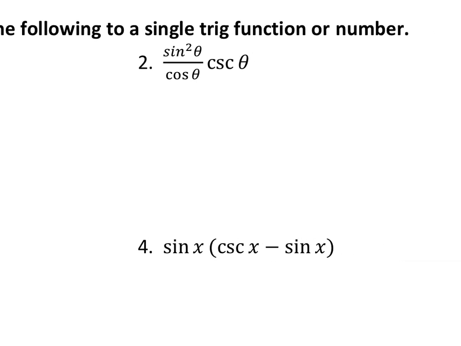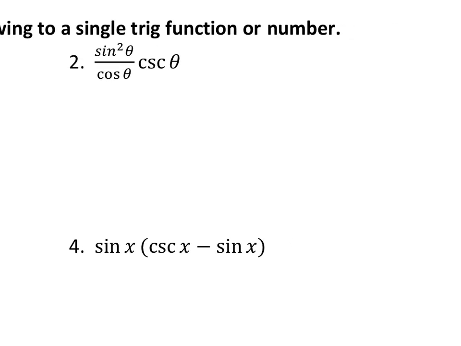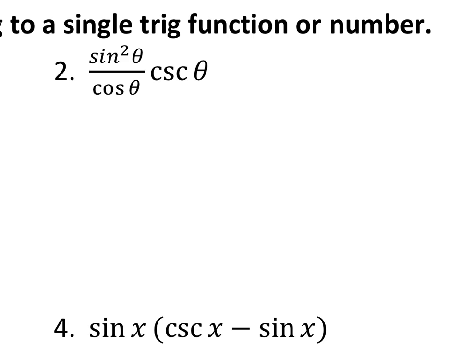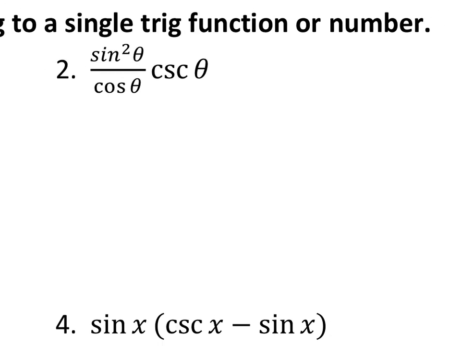If we look at number 2, we have sine squared of theta over cosine of theta times cosecant of theta. We're only going to do one thing at a time. The first thing I'm going to do, just because I don't like working with the reciprocal functions, I want things to be in sine and cosine pretty much at all times. That's just my preference. I'm going to change that cosecant of theta into its reciprocal. What is the reciprocal of cosecant of theta? 1 over sine of theta.